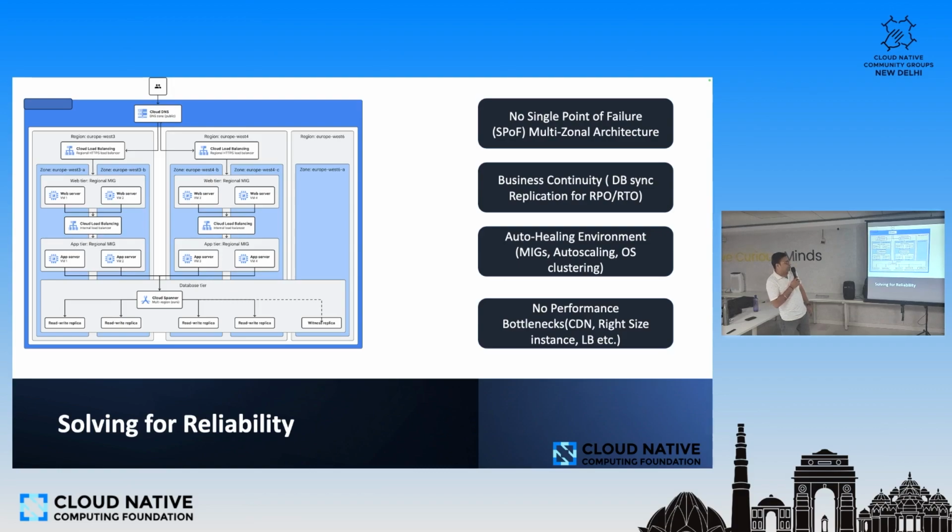Okay, no performance bottleneck: CDN, right-sized instances, all these things. To improve performance, you can use a CDN, a content delivery network, which most cloud providers offer, so that your users can get the response from their nearest location. There are also many caching technologies like Redis cache, which can help you get rid of bottlenecks. Okay, any question here?